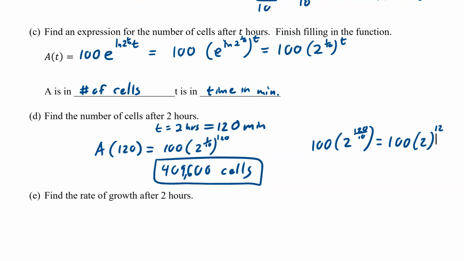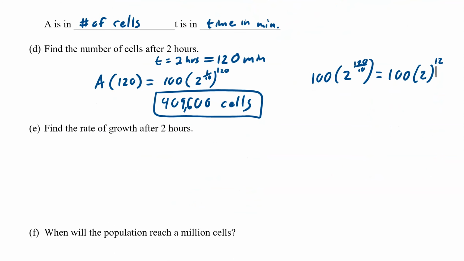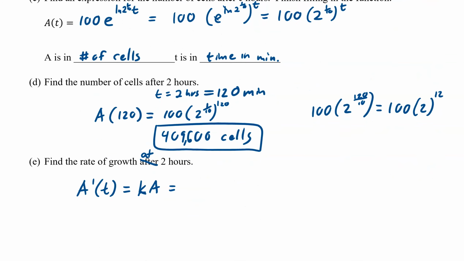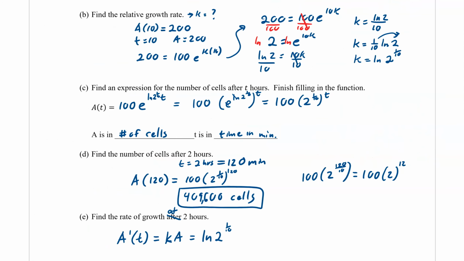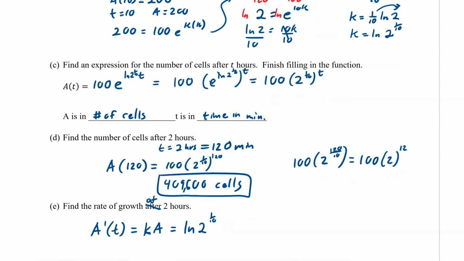All right. So now what we want to do is find the growth rate after 2 hours. And I like changing that immediately to at 2 hours because we are finding an instantaneous rate. So what they're asking us to find is the derivative. So A prime of t is just equal to k times A, right? That's our formula. So you can use that one, and our k is up here as ln of 2 to the 1/10. You see we have it right there. K is ln of 2 to the 1/10.